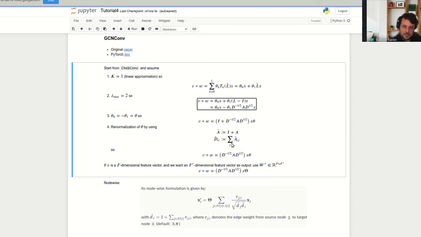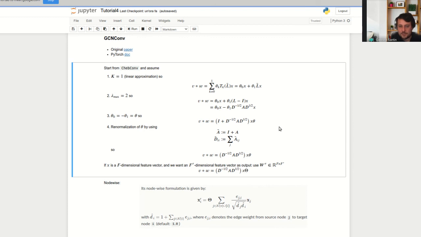And then finally, they do a renormalization. So instead of using the identity here, they use this rescaled thing. But I don't think it's very important. What is important is that at the end, the convolution is just written by a matrix vector operation involving only the matrix A, which is not the Laplacian, it's just the adjacency matrix, and the square root of the diagonal of the degree matrix, times our signal multiplied by this theta.